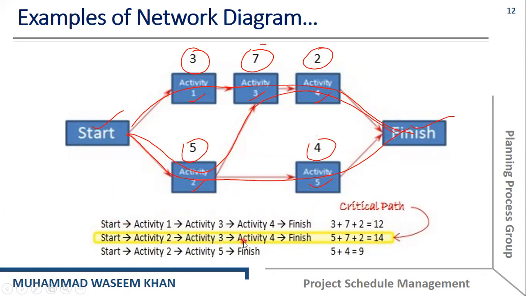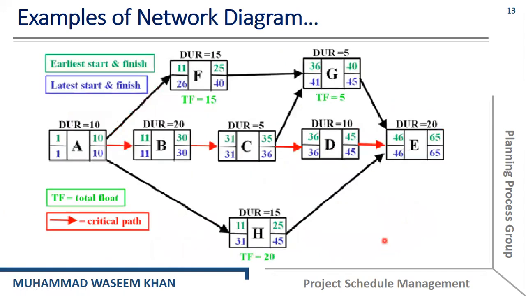Okay, so we need to add the duration of each path. This is the first path, this is the second path, this is the third path. So the duration that is the longest one is 14. So that is the critical path.